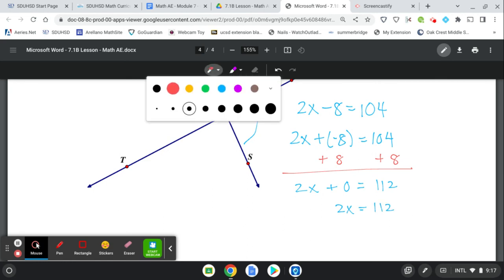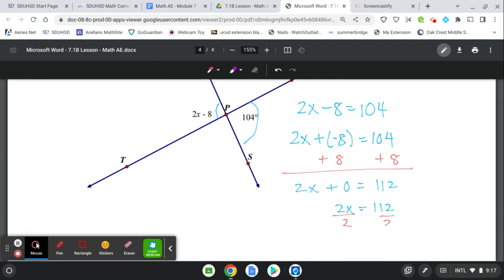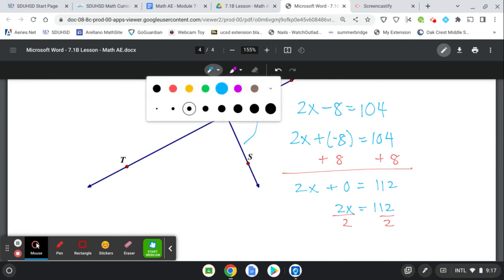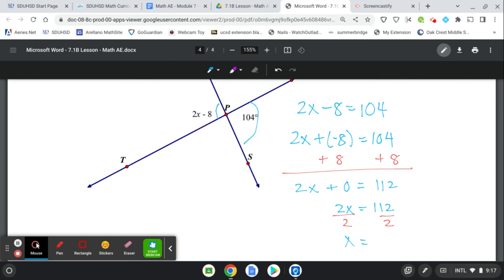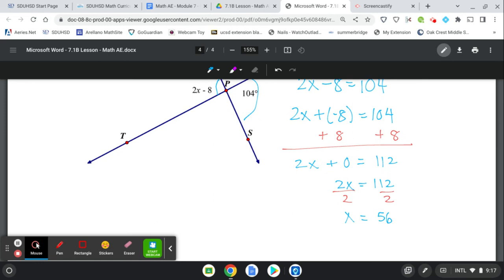You can divide both sides by 2, and you get that x equals 112 divided by 2. That would be 56. So x equals 56.